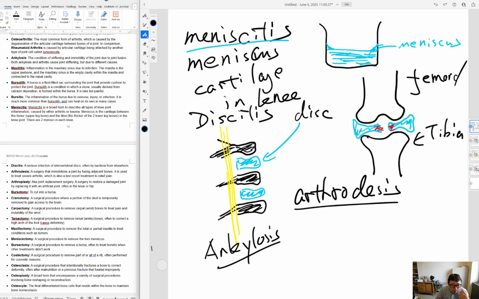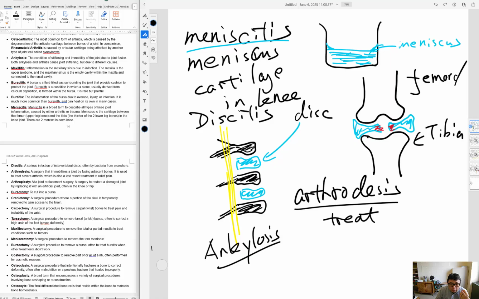However, what's the difference is that ankylosis is a spontaneous, pathogenic process in which the two bones join together in a joint. However, arthrodesis is a treatment. It's a medical treatment to artificially join two bones together.